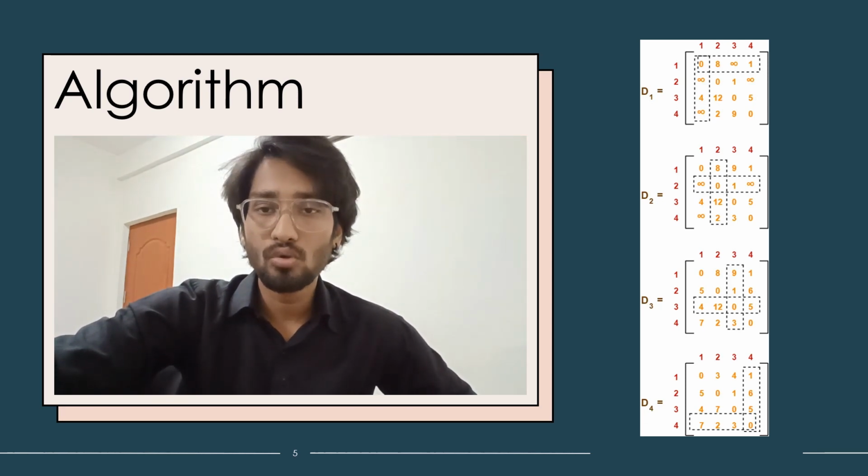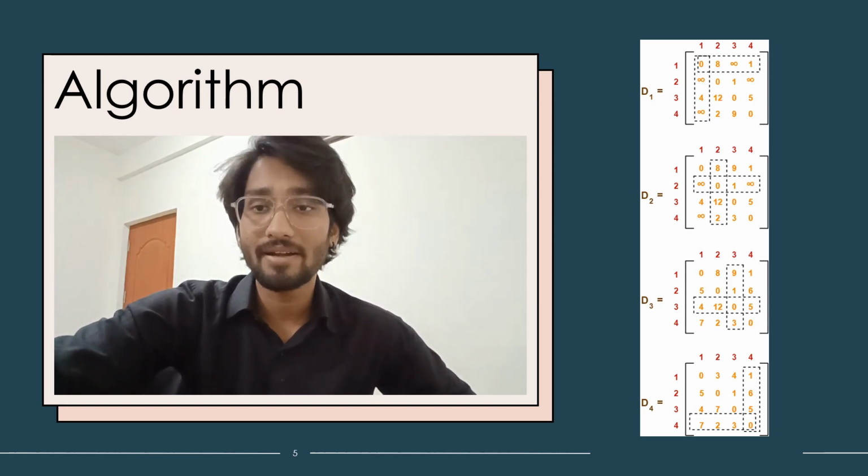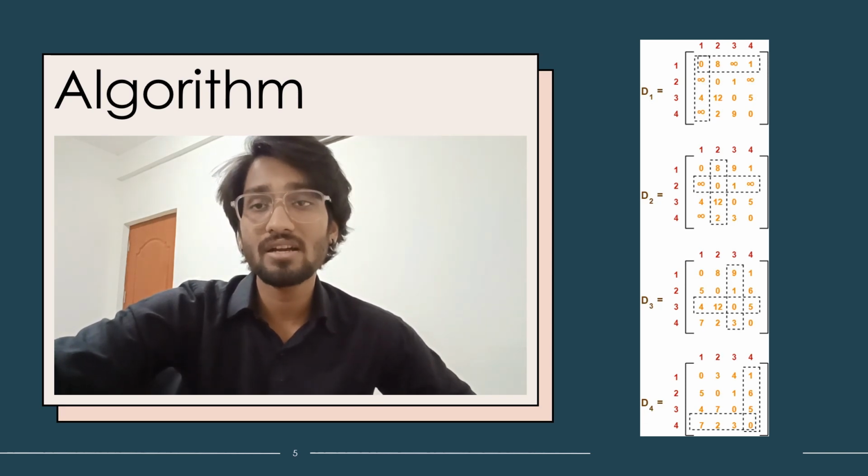One important thing to note is that the Floyd-Warshall algorithm works for both directed and undirected graphs, and it can handle negative edge weights as well. It has a time complexity of big O of n to the power 3, where n is the number of vertices in the graph, which makes it a relatively efficient algorithm for a smaller or mid-sized graph.